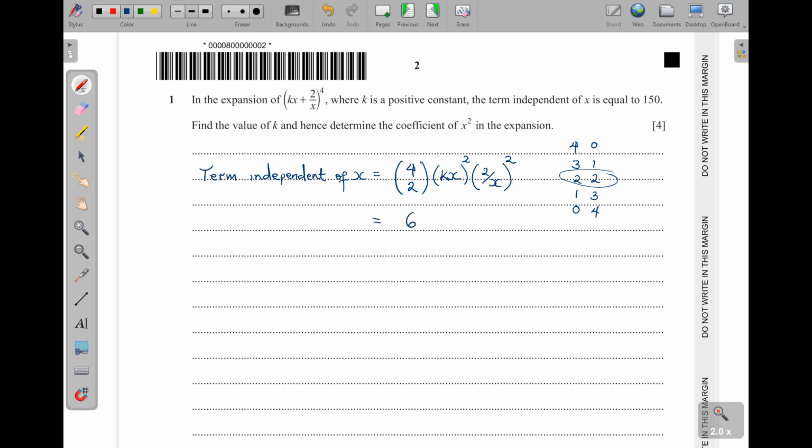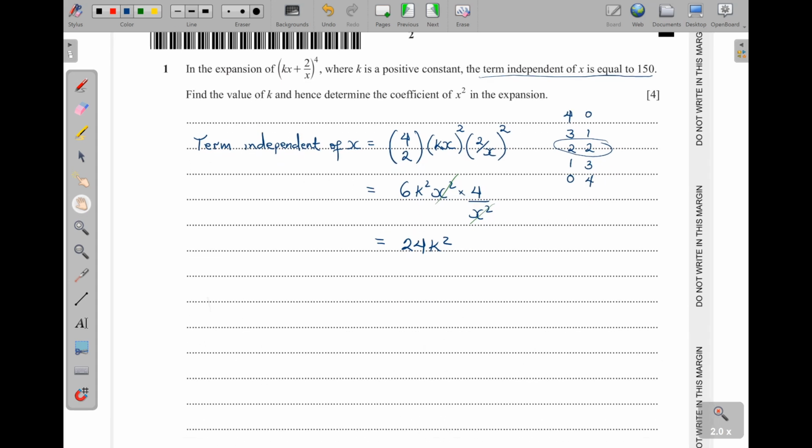And then when you expand here, you will have k squared, then x squared, then times 2 squared, that will be a 4, then over x squared. So I think you can see that x squared can go. And then our answer here, we get 6 times 4, that is 24, and then k squared.